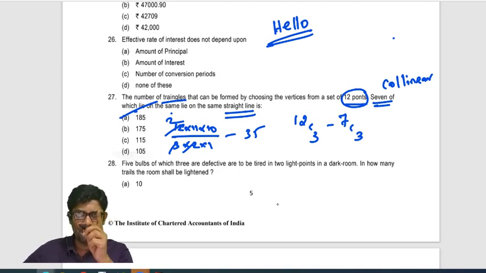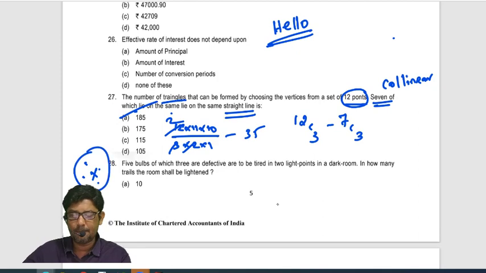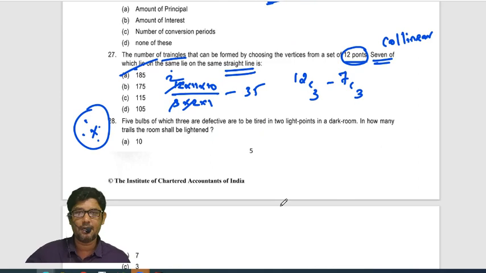Next, a very important sum. Please mark it. It can be asked in combination or it can be asked in probability. In both places it can be asked. So let me explain it a little slowly. All of you listen here.